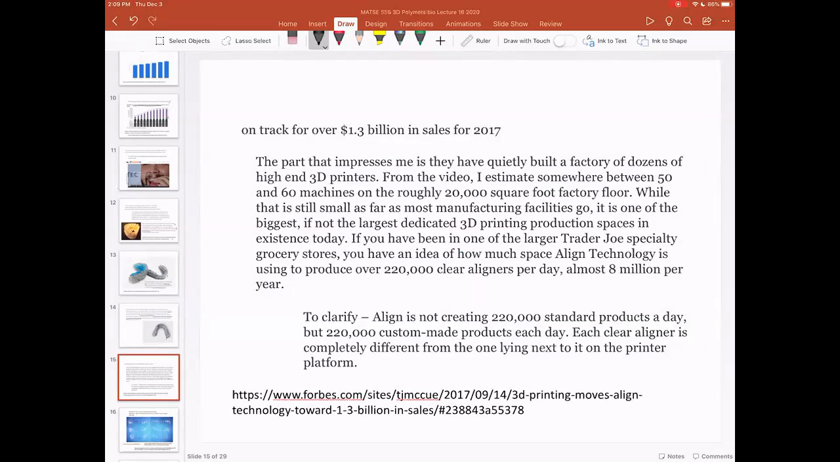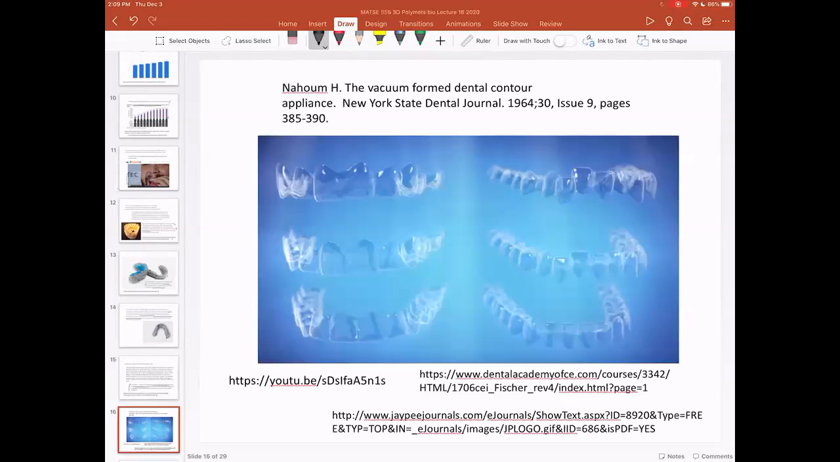And so this is just another article from Forbes talking about how 3D printing is important to Align Technologies. So Align Technologies are the dental aligners. And so they're creating not only 220,000 products a day, that's a heck of a lot of dental aligners, but they're doing mass customization where they're creating 220,000 custom-made products each day, just like we saw with hearing aids. And it's really amazing how this works in a manufacturing environment.